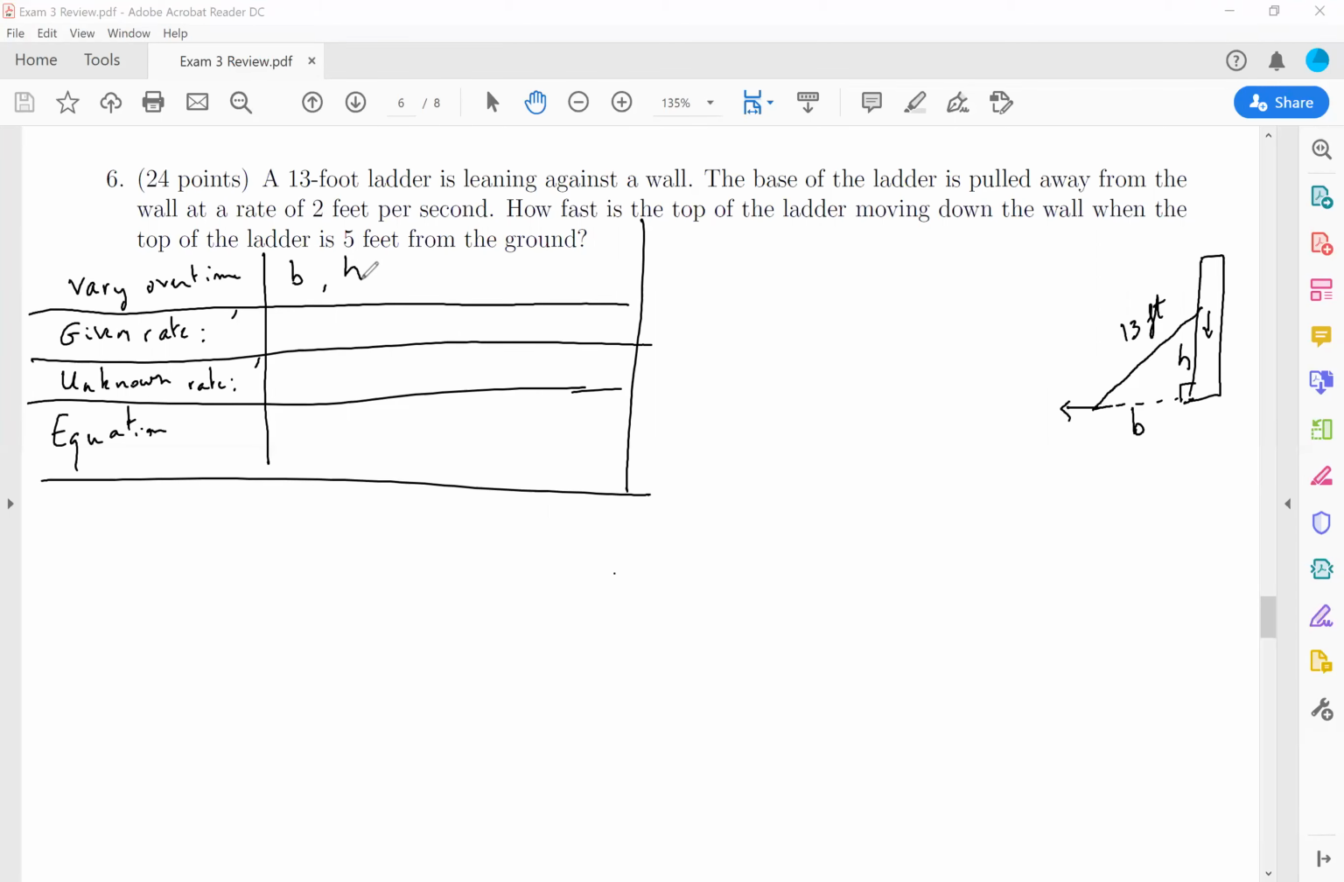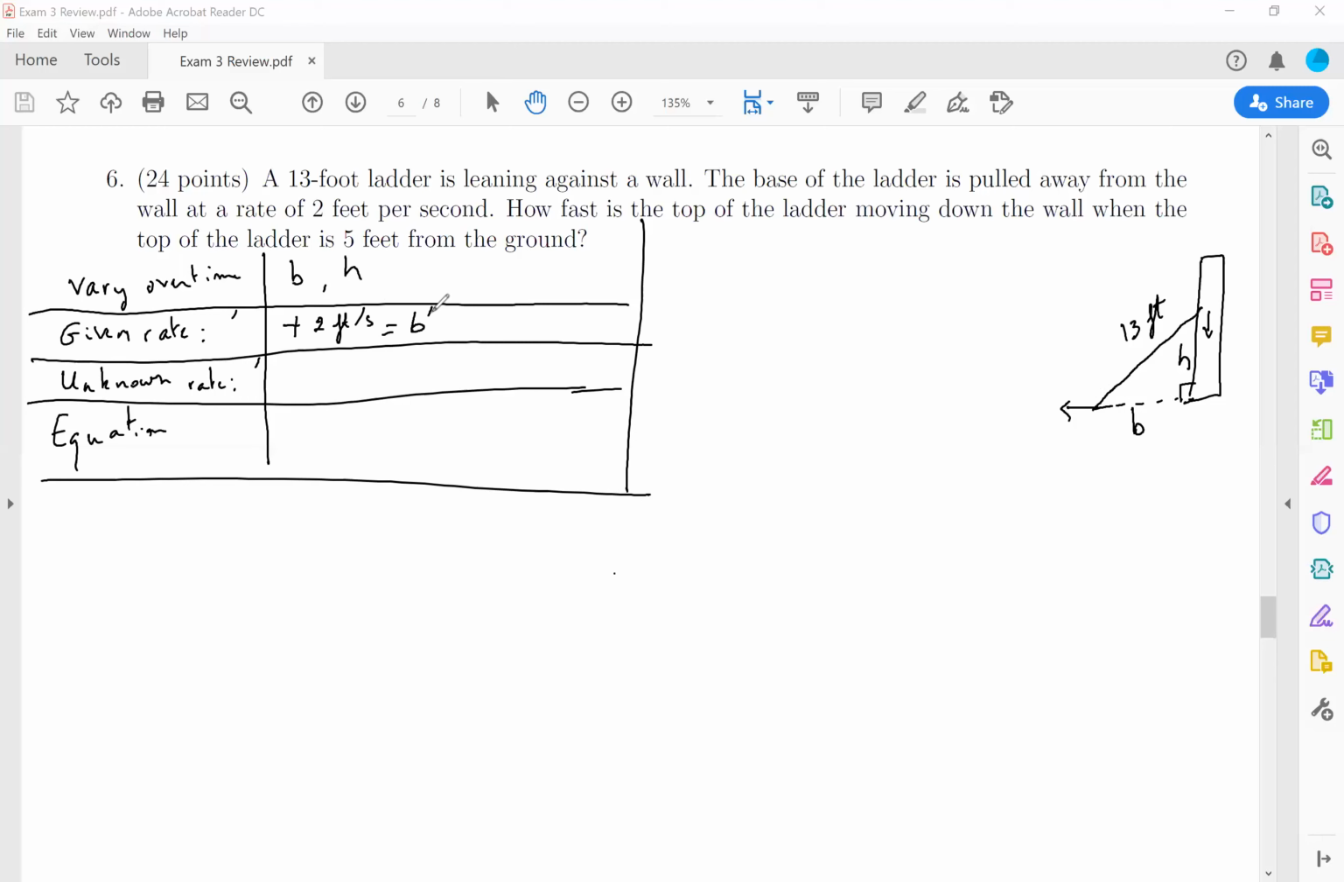Now, let's look at the given rate. So here, let's look at the problem again and read it. The base of the ladder is pulled away from the wall at a rate of 2 feet per second. What that means is that B, the distance between the base of the ladder and the wall, is changing and is increasing because we're moving it away from the wall. So it's going to be a positive rate. It's moving at a rate of 2 feet per second. So again, it is positive because that quantity is increasing, and this is the rate of change of B, because that's how B is changing, so it's B prime.